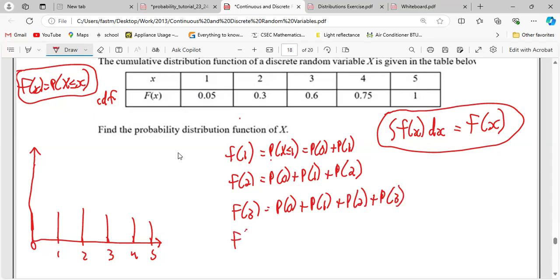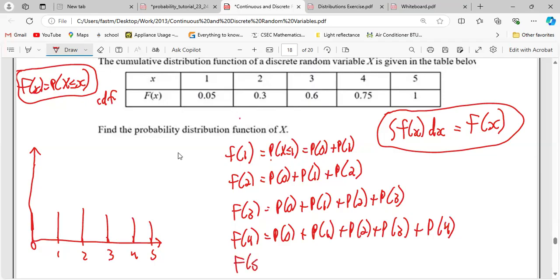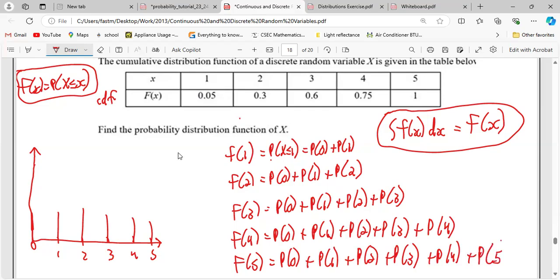And capital F of 4 is P0, P1, P2, P3, and then you have the probability of 4. And the last one, capital F of 5, is 0, 1, then you have 2, 3, 4, and last one is 5.